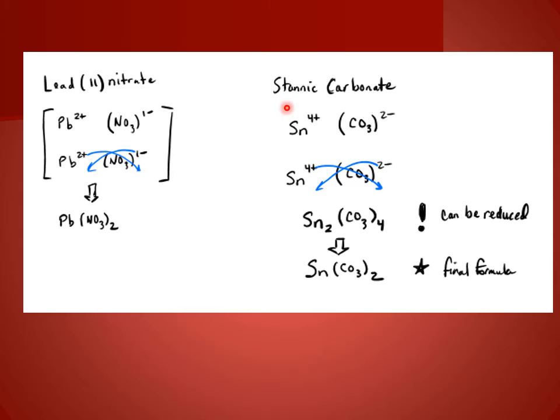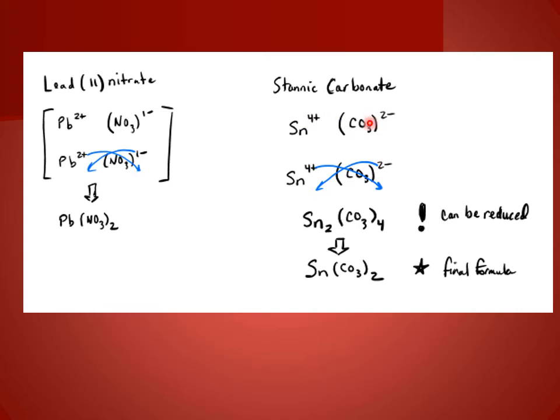Let's check out stannic carbonate. Well, stannic is tin, so Sn. Stannic is the higher charge, and so that's a 4 positive. Tin is either a 2 positive or a 4 positive. This is the higher charge. How do I know that? Because I've memorized it, and it goes that quick. Carbonate is CO3, and it has a 2 negative charge, and immediately I just put it in parentheses. That way they're there in case I need them.